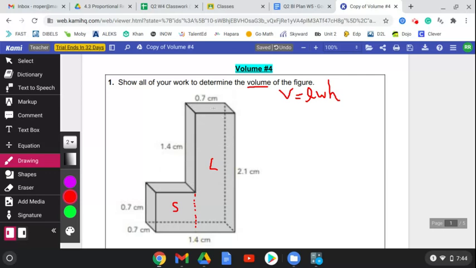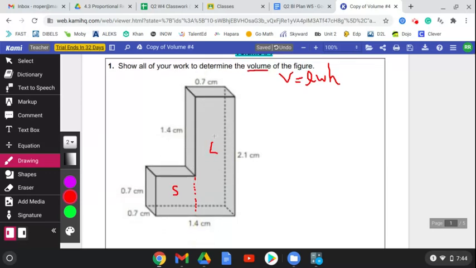So for the volume of the large prism, let's identify the length. The length would be from right here to right here, right? That is the length. And we know that's 0.7 because from here to here is the same thing as from here to here. So this part right here is going to be 0.7. So that's what I'll put in for L, your length. Your length is 0.7 centimeters.